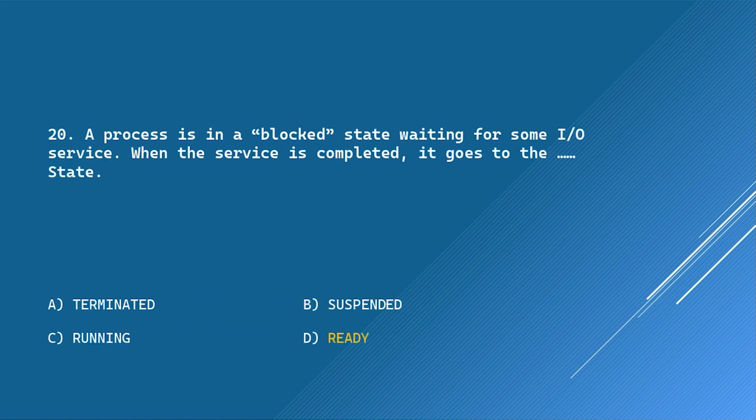20. A process is in a blocked state waiting for some I/O service. When the service is completed, it goes to the state? A. Terminated. B. Suspended. C. Running. D. Ready. Correct answer is ready state.